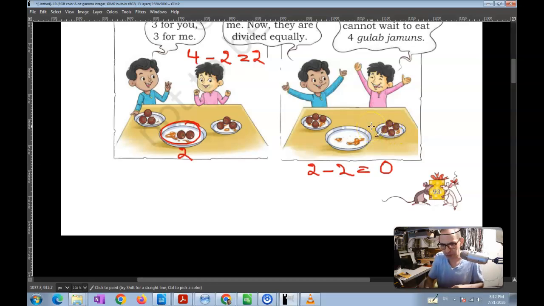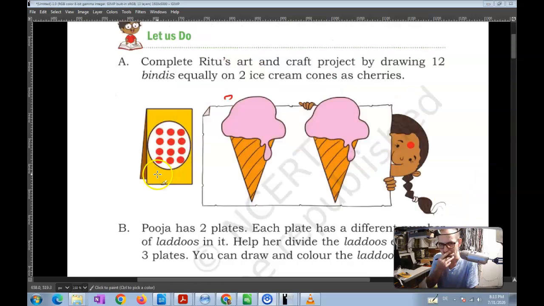So that's one way that you can divide a certain number of objects among a number of people, or among some groups. Next, we have another example.